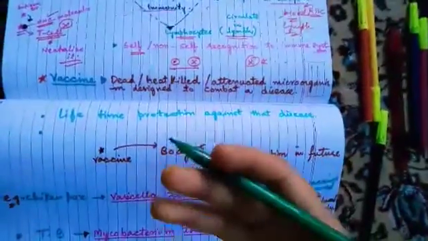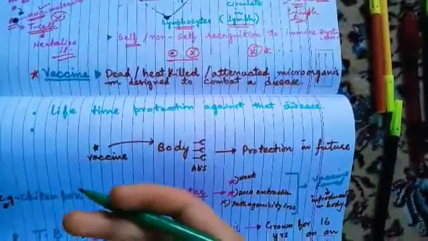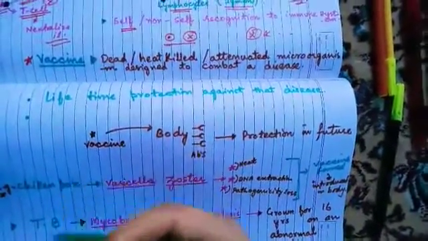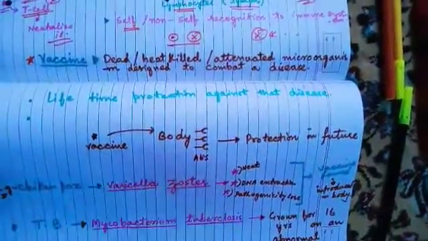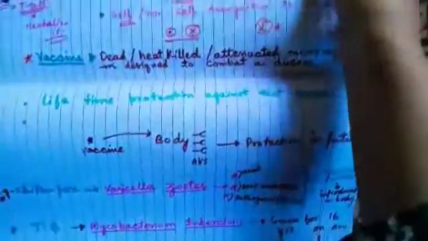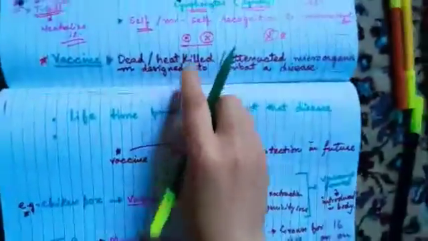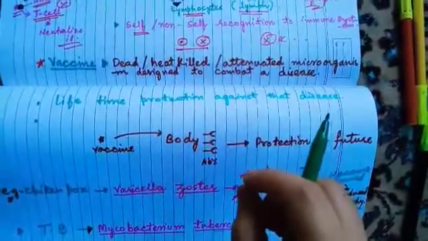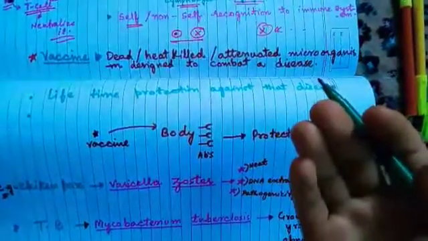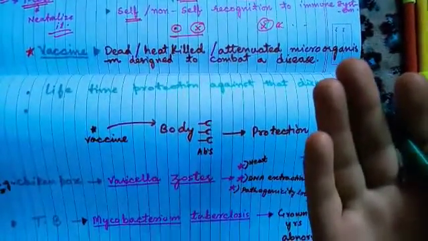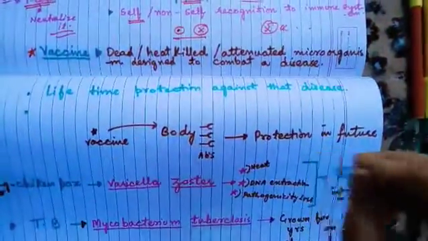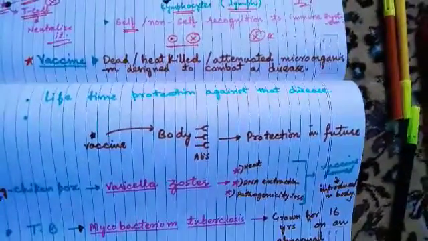Now what these vaccines actually are, and how they generate an immune response and antibodies in our system, is a very vast topic. I will try to make you understand it fully in the shortest possible way. Vaccines are actually dead, heat-killed, attenuated microorganisms designed to combat a disease.